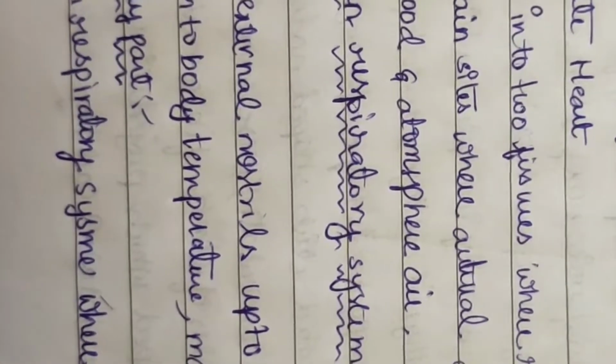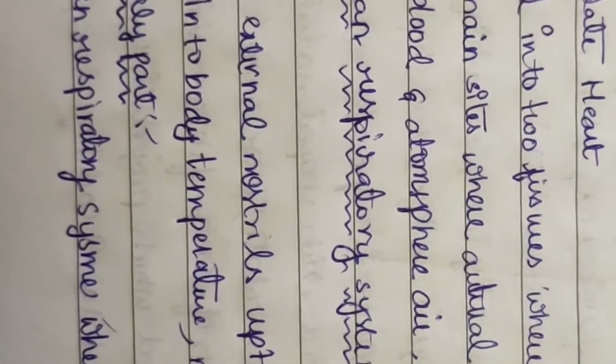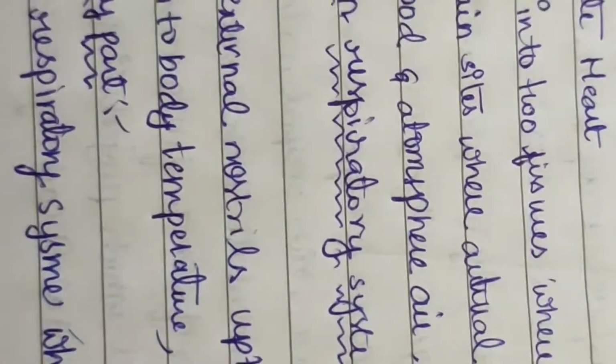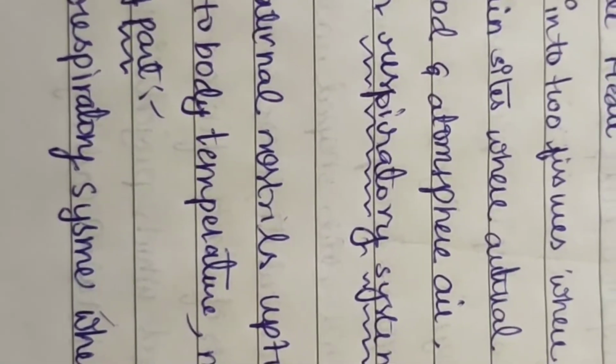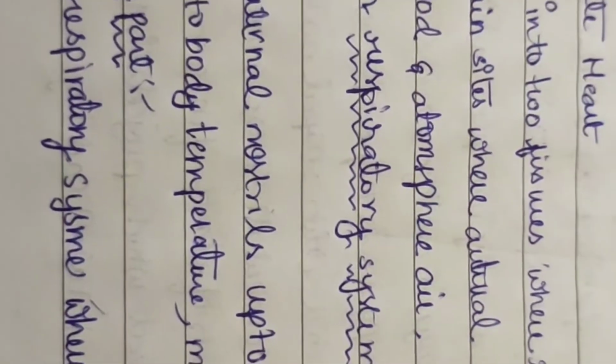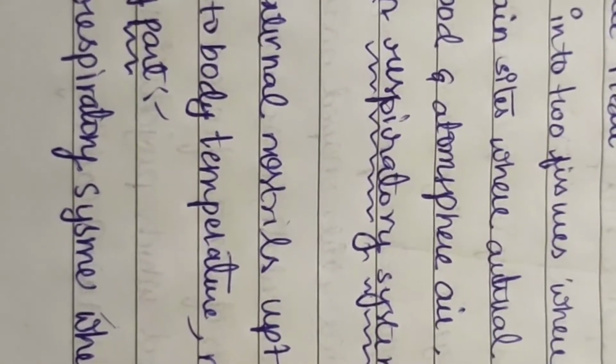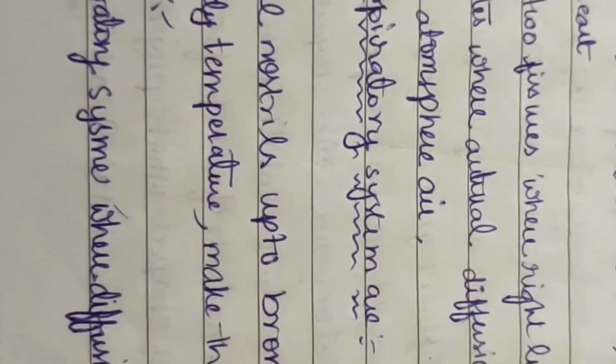Now the two parts of the human respiratory system are: first is the conducting part. It conducts air from the external nostrils up to the bronchioles. Here it cleans the air, brings the air to body temperature, makes the air humid, and has other functions. Then the external respiratory part is the main site of the human respiratory system where the diffusion of gases, O2 and CO2, occurs.